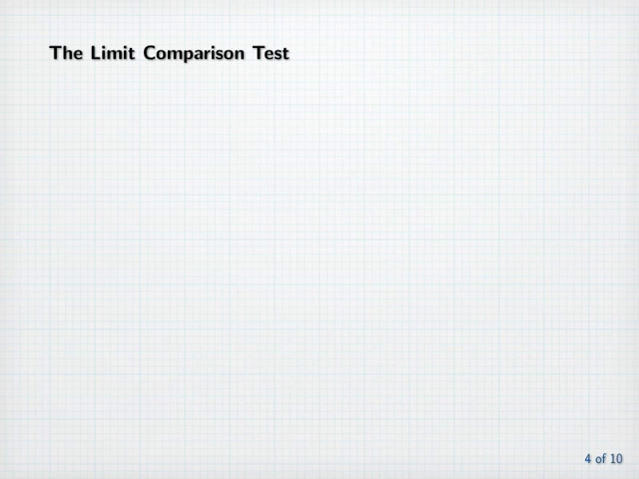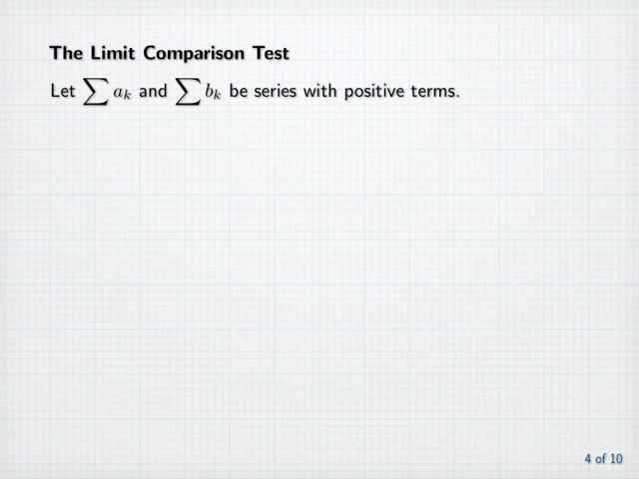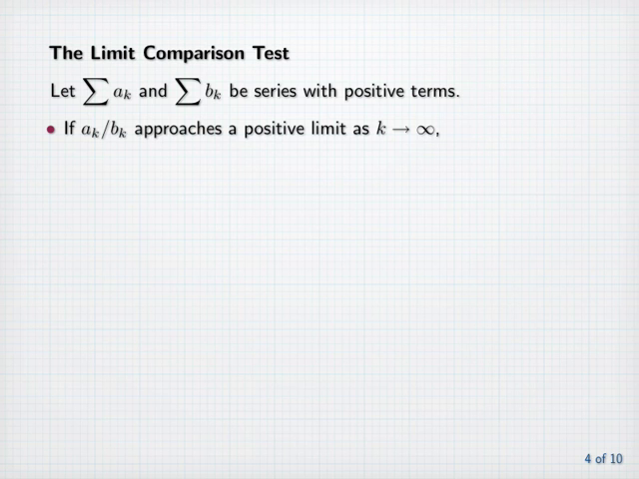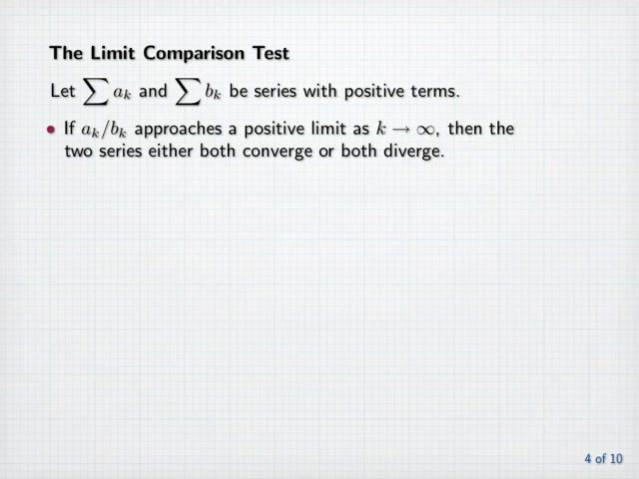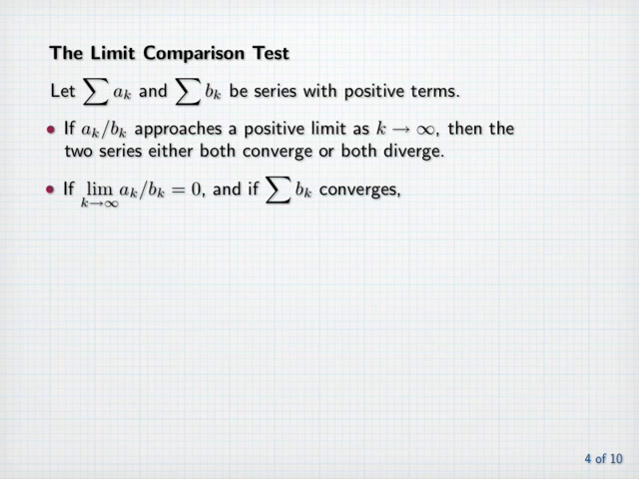The limit comparison test is easier to apply than the basic comparison test. Let the sum of a sub k and the sum of b sub k be series with positive terms. If a sub k divided by b sub k approaches a positive limit as k goes to infinity, then the two series either both converge or both diverge. If the limit as k goes to infinity of a sub k over b sub k equals 0, and if the sum of b sub k converges, then so does the sum of a sub k.